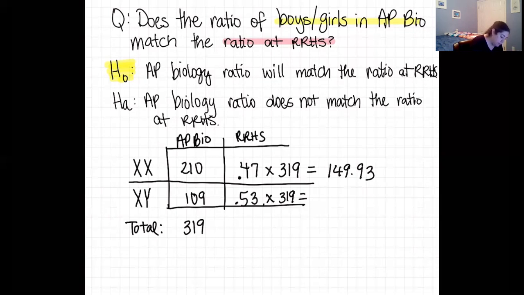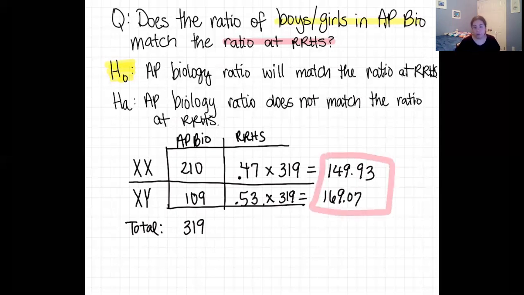And I get 169.07. Again, these are expected values, so it's okay to have that decimal. So this is what we would expect it to be: 149.93 for XX, 169.07 for XY. The actual number of students based on the hand lab was 210 and 109.